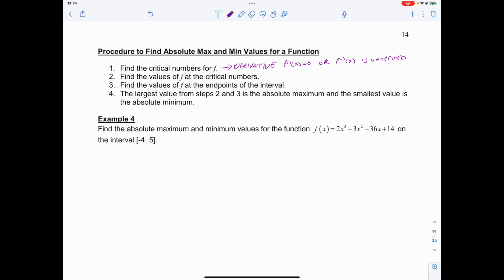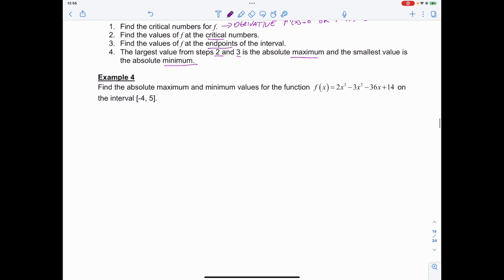Find the value of f at those critical numbers. Find the values of f at the endpoints of the interval, because remember, it can happen at the endpoints instead of at the critical numbers. And then the largest value from step 2 and 3 is the absolute maximum, and the smallest value is the absolute minimum. So it could be at the critical number or it could be at the endpoint. So let's try this.